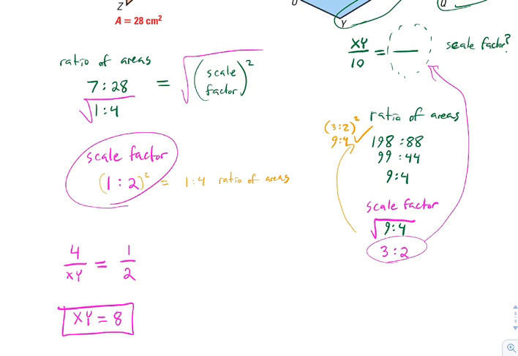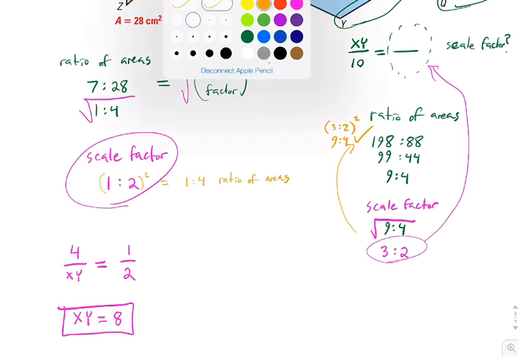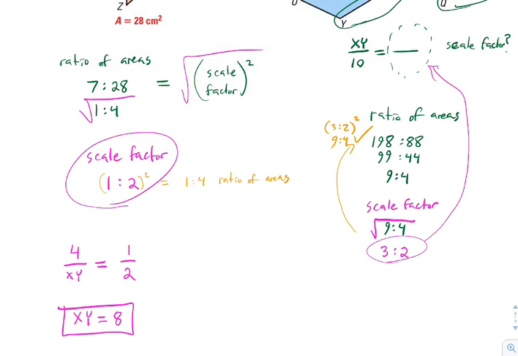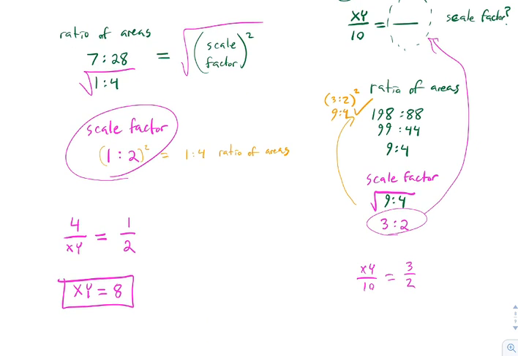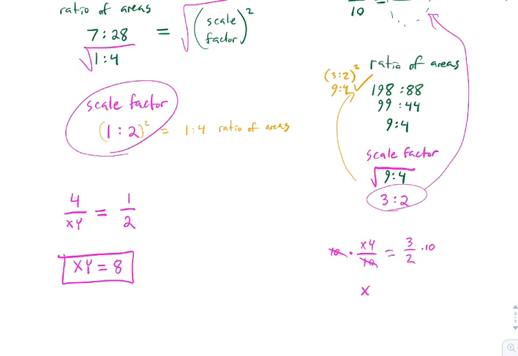Okay, so let's actually go ahead and use this then. What we get is xy is to 10 as 3 is to 2. To solve this, all we need to do is get rid of this 10 under the xy. So xy is equal to, the 2 and the 10 cancel and leave a 5. So 3 times 5 is 15. xy is 15.